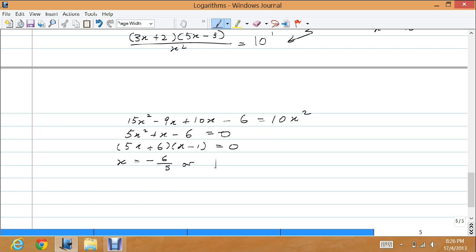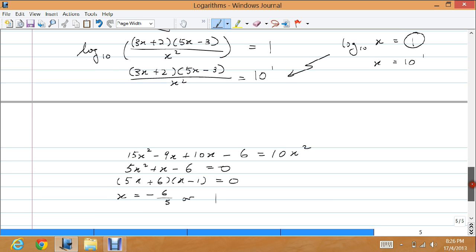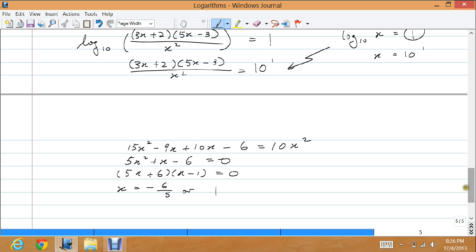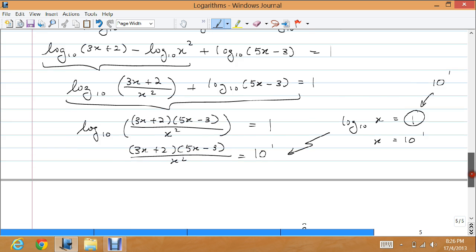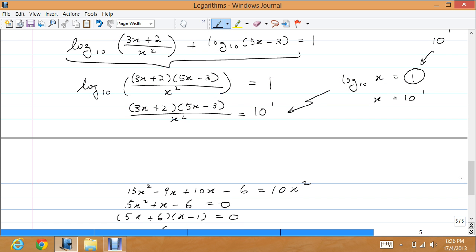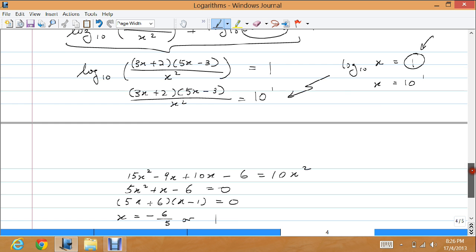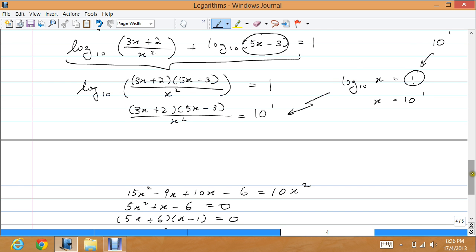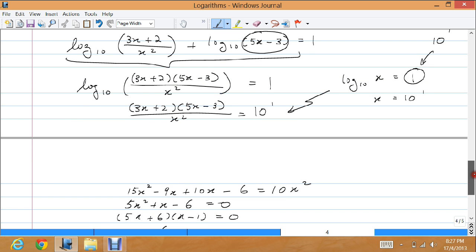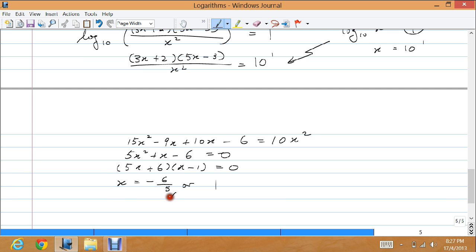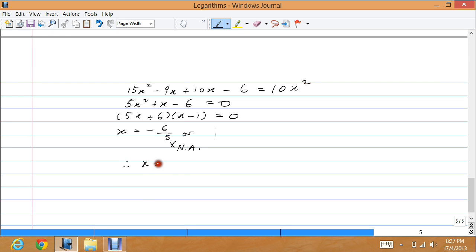Whenever we do log equations, we must always check back the answer. In this case, we have two solutions, one positive and one negative. If you look back, just by looking at the second expression here, this is 5x minus 3. If x is negative 6 over 5, 5x minus 3 will be negative, right? And I cannot take the log of a negative. So this is rejected. Hence the answer is x equals 1. And that's the final conclusion.